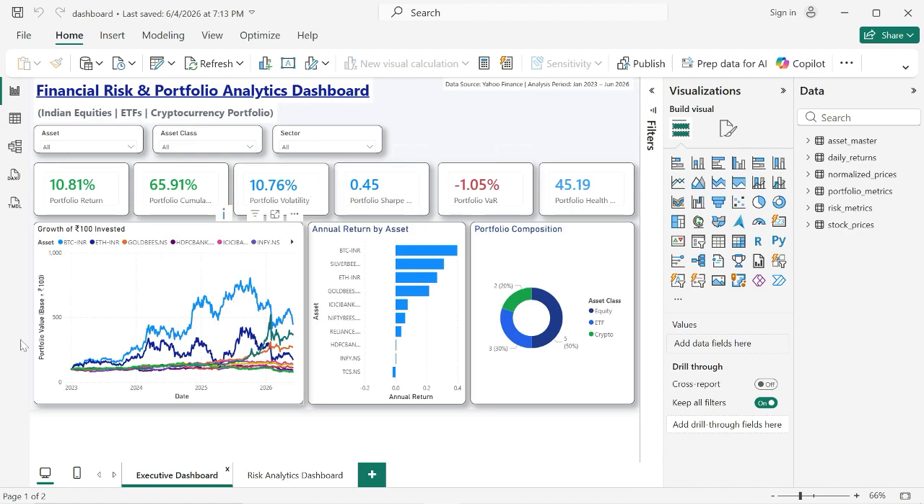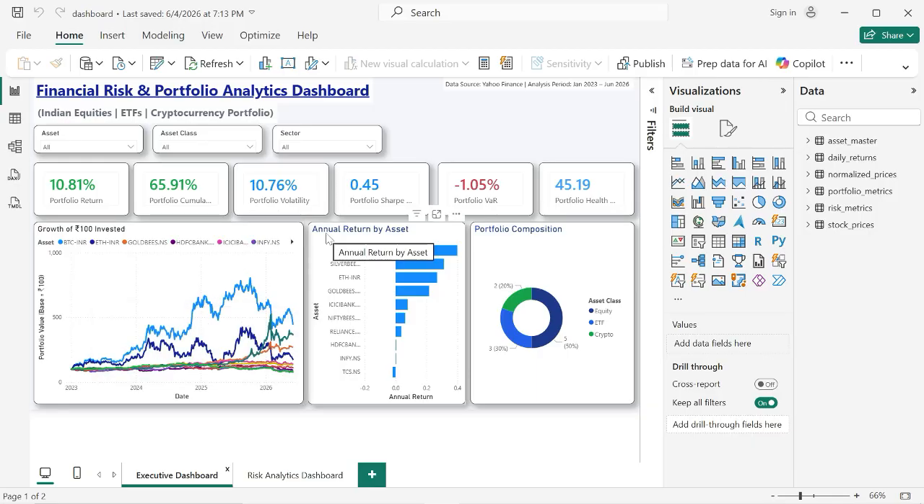The main chart is this Growth of Rupees 100 Invested. This is a line chart in which I have included the trend line of each and every asset for 100 rupees. I have used the normalized price CSV file here, so it demonstrates what the price of 100 rupees would be in June 2026 if it were invested in January 2023.